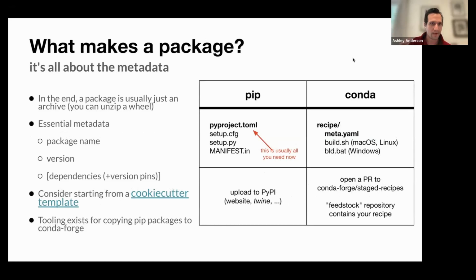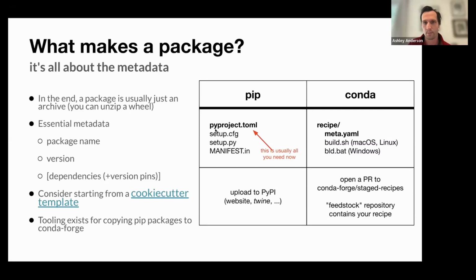What is a package? It's basically just your code plus a little bit of metadata. And usually what ends up is an archive. So in Python, within the pip ecosystem, they're called wheels. And a wheel is just a zip file, so you can unzip it. The only essential metadata you really need is a package name and version. And then you'll want a list of dependencies, most likely, assuming that you're using some amount of dependencies.